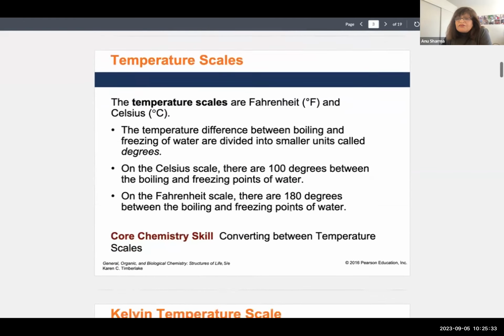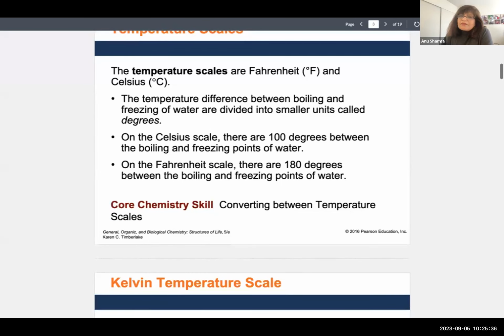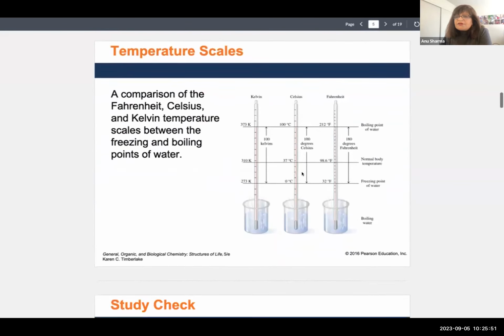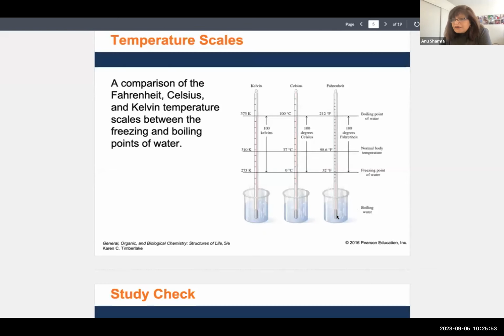Now, here are the different temperature scales. It's the difference between the boiling and the freezing of water. In Celsius, it's 100 degrees, but in Fahrenheit, they made it 180 degrees. So here you will see the three thermometers. Here we have boiling water. Water freezes at 0 and at 100 it boils. In Fahrenheit, water boils at 212 degrees and the freezing point of water is 32. So the variation is about 180.